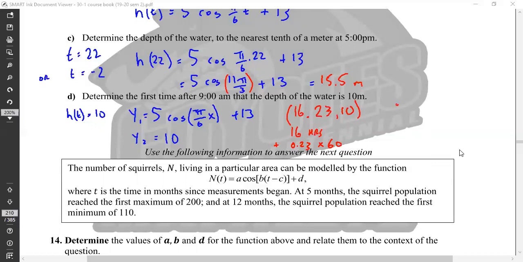So therefore, 11, and then we need to take that 0.23 portion and multiply it by 60 minutes to convert it into time. And 0.23 of an hour is just under a quarter of an hour, right? And so we end up with 11 hours and 14 minutes a.m. is when it has a depth of 10 meters.